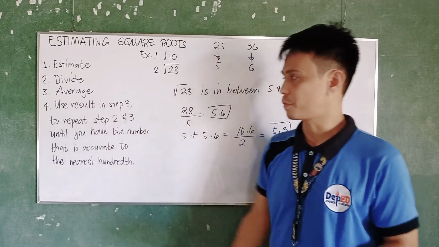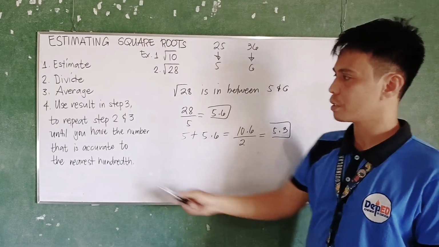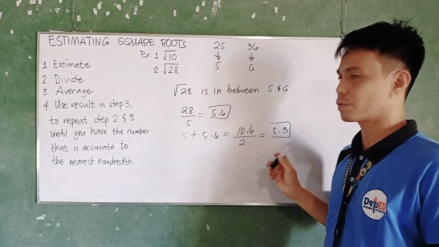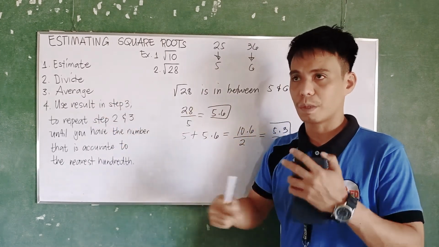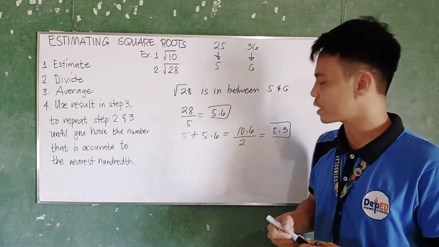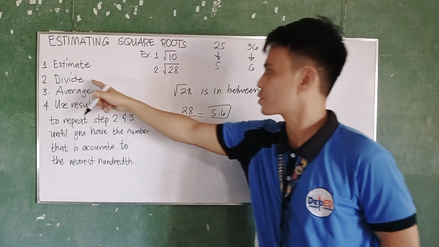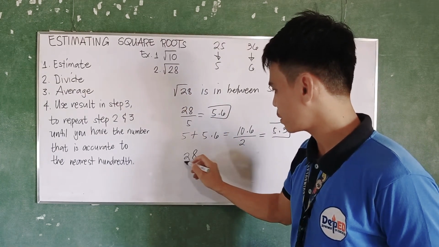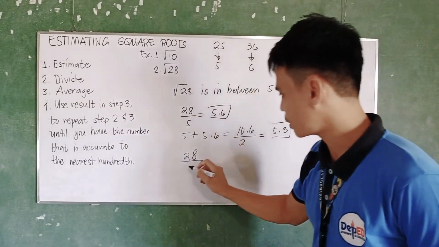Okay, let's do step number 4. Use result in step 3. So gagamitin natin yung result sa step 3 and repeat step 2 and 3. So repeat lang natin, gagamitin daw natin itong result natin dito. Then we'll go back to step number 2 and 3. So babalik lang tayo dun sa kanina using the answer of step number 3. Okay? So mangyayari dyan guys, so we'll divide, so step number 2 is divide, no? So therefore divide natin ng 28 divided by, yung gagamitin daw natin is the result of step 3. So therefore, this is 5.3.